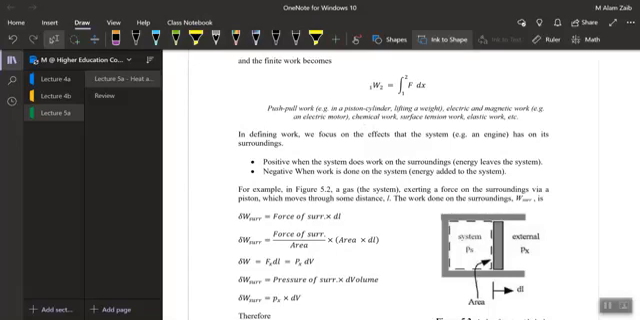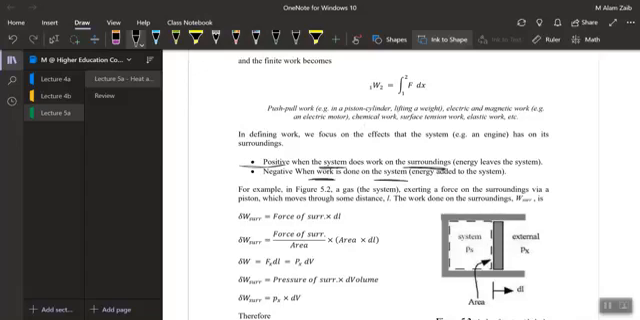In defining the work in a simple way, we will focus on the effect on the system and the surrounding. So the work done would be positive if the system is doing work on the surrounding. If the system is doing work on the surrounding, we call it positive work. For negative work, when the work is done on the system, we call it negative work.